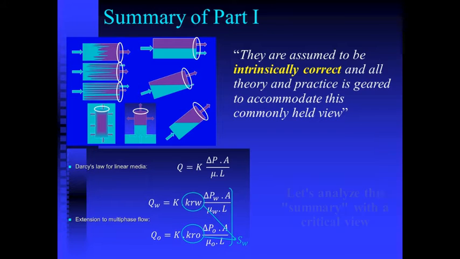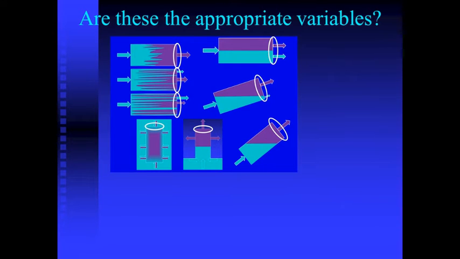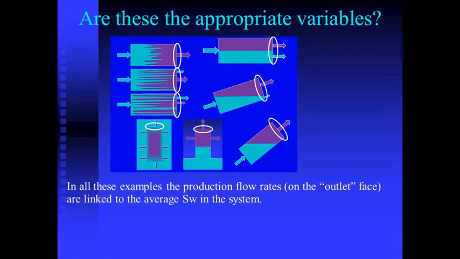In this second presentation we are going to make a critical analysis of the concepts already presented and we will add some new ones. This will allow us to identify the origin of some recurring problems in reservoir modeling. It was not explicitly stated when we looked at this image, but it is important to note that in the different scenarios, the variables that are linked are the production rates on the outlet face, the face of the model we are analyzing, and the average saturation of the system.